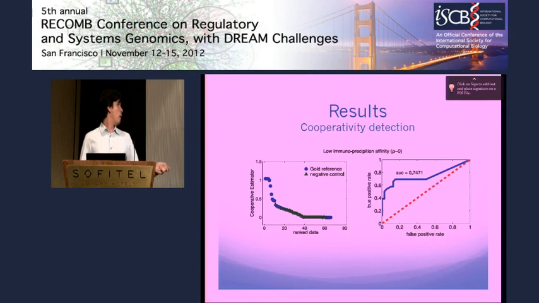When you plot this, we show in this plot that the data that has positive cooperative interaction can be discriminated from our negative control, and when we plot a ROC curve, it shows a curve with an area of 0.75.